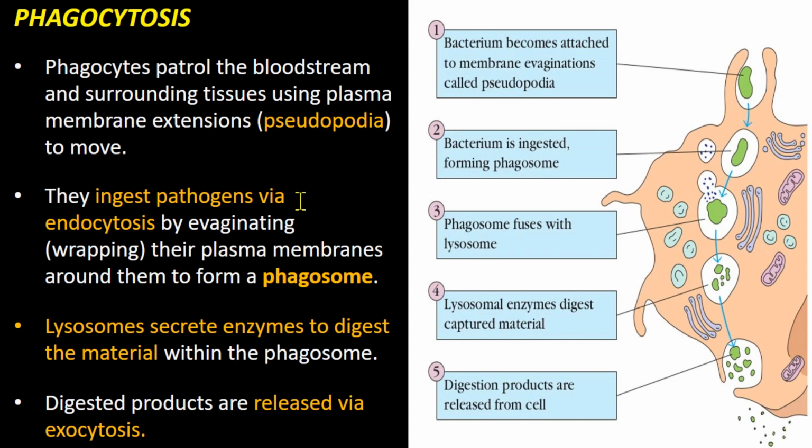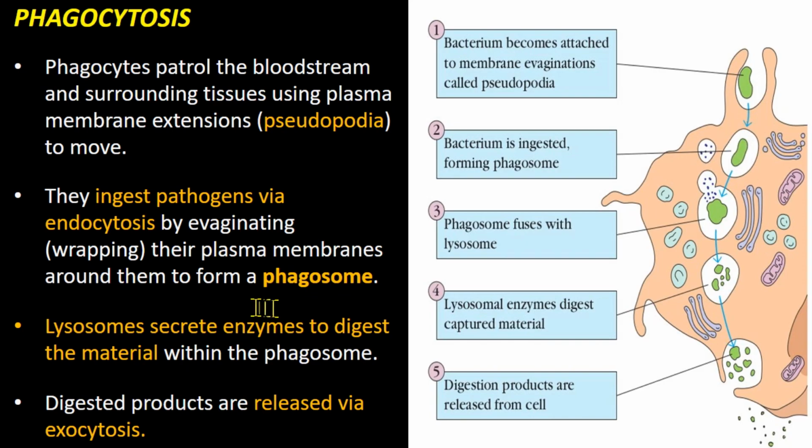So what they do is that they ingest pathogens via endocytosis by evaginating or wrapping their plasma membranes around them to form a phagosome. That's what you're seeing happening here. They would form a little fold or evagination, and this is going to wrap around the pathogen. You see here it's going to form a little vesicle, and this is called a phagosome.